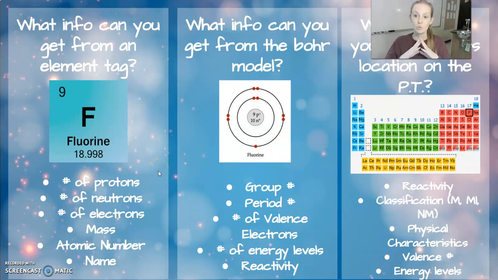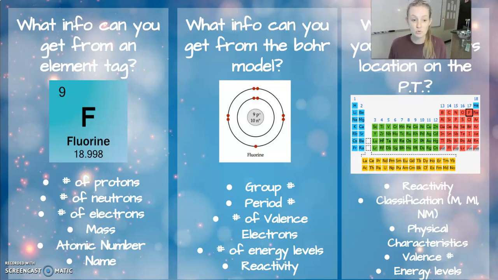Okay, so here I have an element tag of fluorine, and we're going to go through the different ways that you can tell all about that particular element. So, information that you can get from an element tag. This is really great stuff to write down if you don't have pencil and paper next to you. You can get the number of protons from an element tag. So for example, the atomic number is 9, so I know I have 9 protons for fluorine.